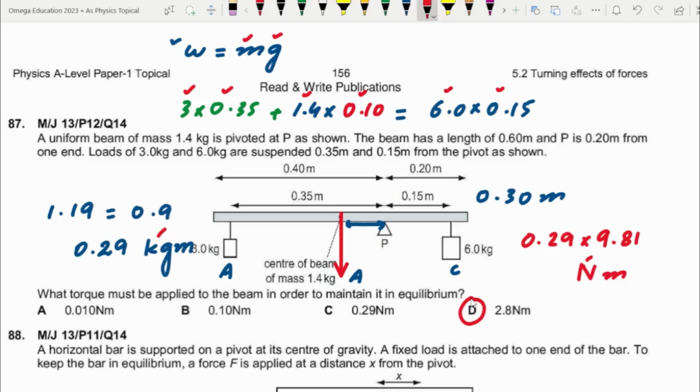What is the other way that you can do this question? The other way would have been to convert all the masses directly into weight before you use the formula for moment of force. But I do prefer the first method, because it is easier to solve it for the value of mass first, and then just convert at the end.